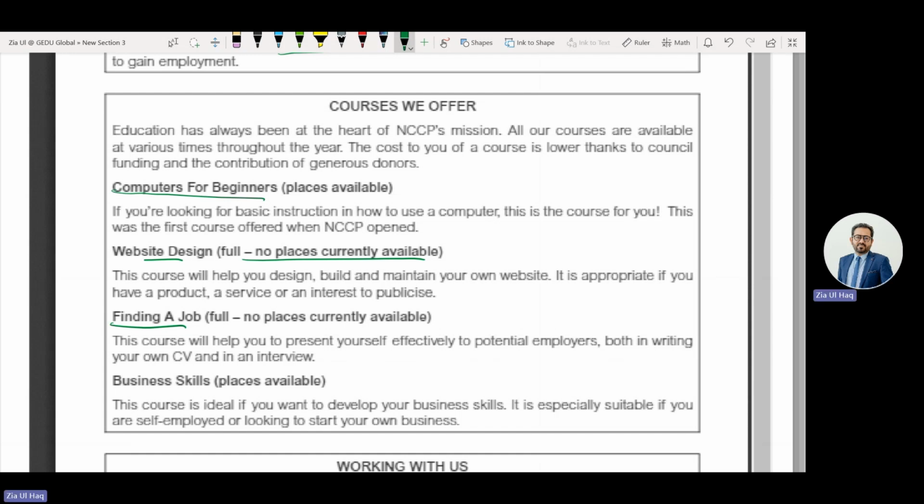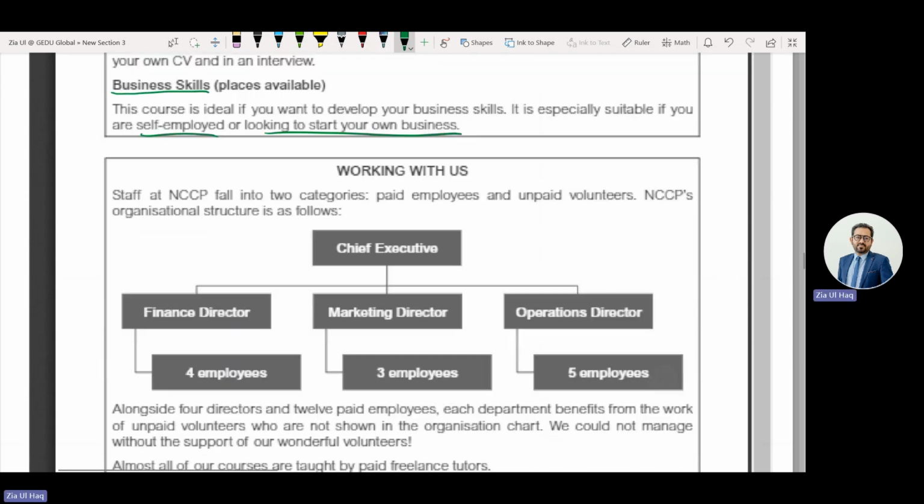In how you can present yourself towards the employer so that you can secure a job, both in writing your own CV and in an interview. Business skills, places available. This course is ideal if you want to develop your business skills. It is especially suitable if you are self-employed or looking to start your own business. So these 4 courses the company offers.